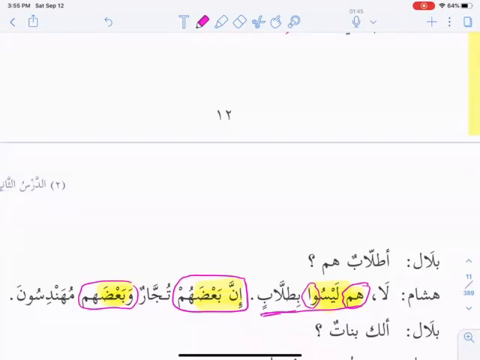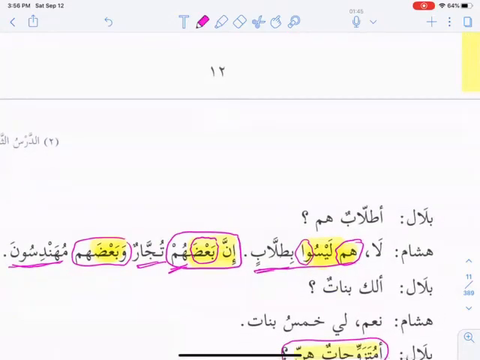Inna ba'dahum. See, inna came. Ba'da, some of them. So why is ba'da mansub? Because it is ismu inna. Mudaf, and then this became mudaf ilayhi. Inna ba'dahum tujjarun. Verily, some of them are merchants. Wa ba'dahum muhandisun. And some of them are engineers.